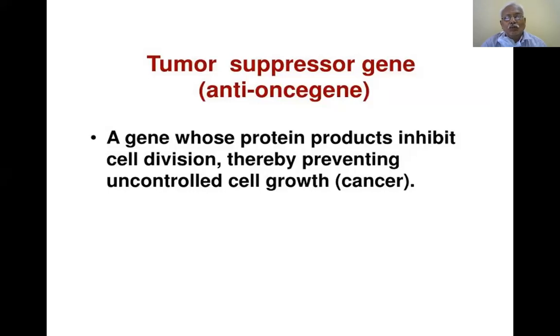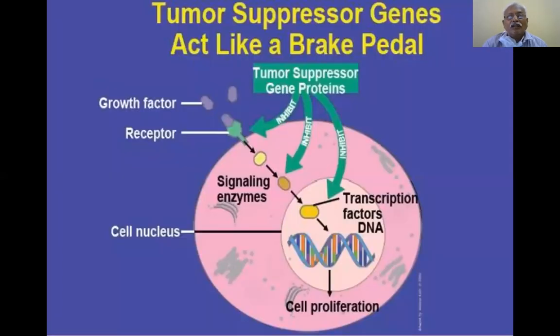It's a gene whose protein products inhibit cell division, thereby it prevents uncontrolled cell growth. So they will not allow the uncontrolled cell growth that may unnecessarily lead to cancer. So the tumor suppressor gene or anti-oncogene is a friend of us. The protein products from anti-oncogene inhibit the cell division, thereby it prevents cancer production.